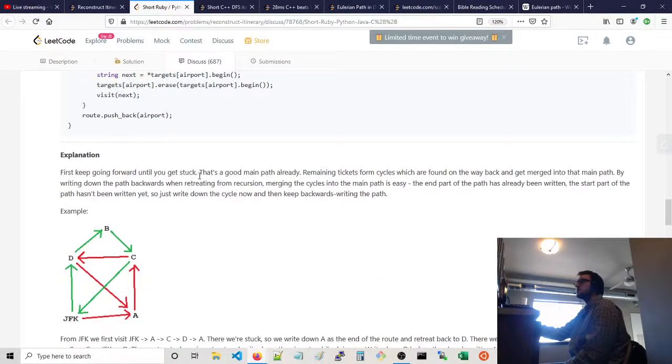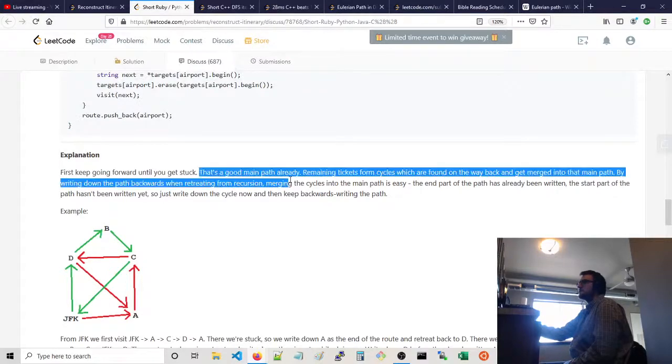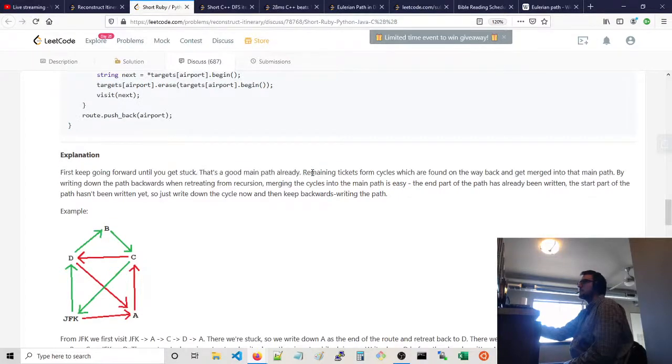First, keep going forward until you get stuck. It's a good main path already. Remaining tickets form cycles which are found on the way back and get merged into that main path. Okay, first keep going forward until you get stuck. Right, which you should get stuck initially. That's a good main path already. Remaining tickets form cycles which are found on the way back and get merged into that main path.